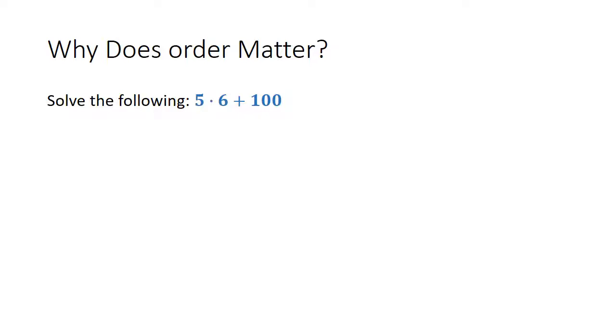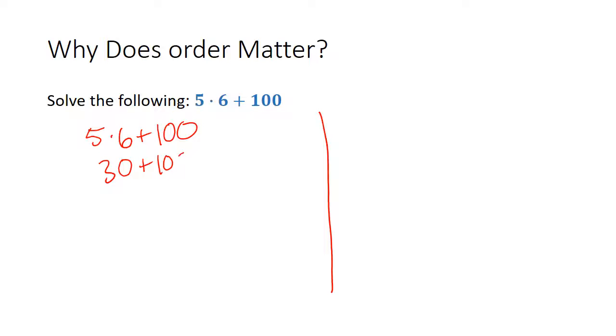So here's the question. Why does the order matter? Let's do a little experiment to kind of show why. So let's solve this problem. One way we're going to do it, multiplying first. The other way we're going to add first. So let's multiply first to start. So 5 times 6 is 30, plus 100 gives us 130.